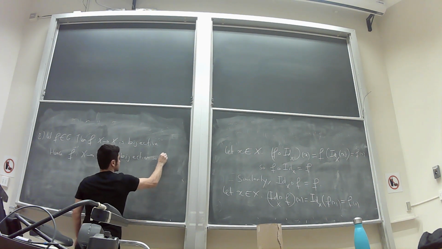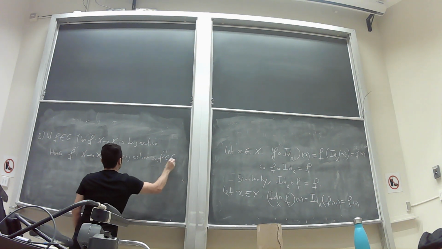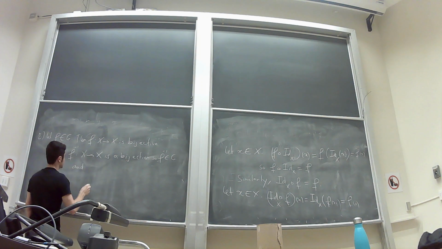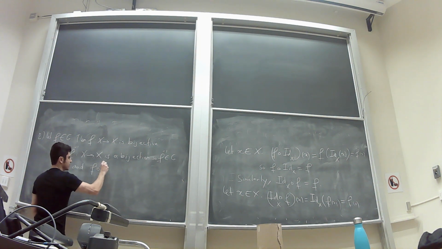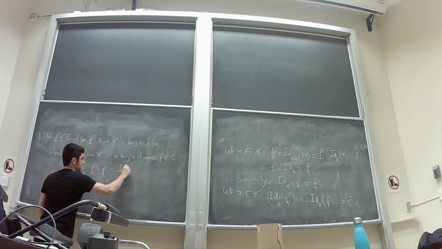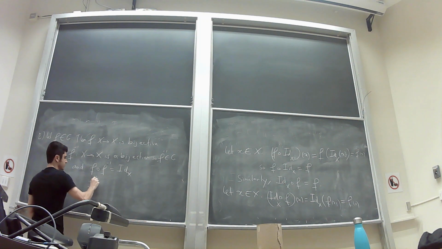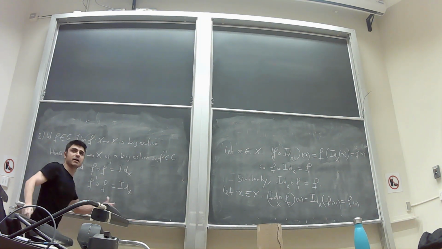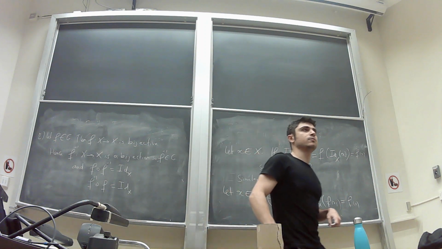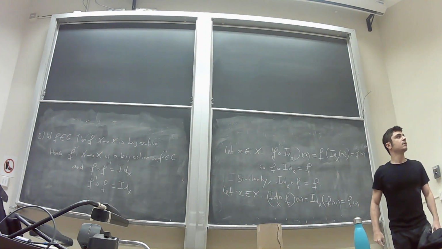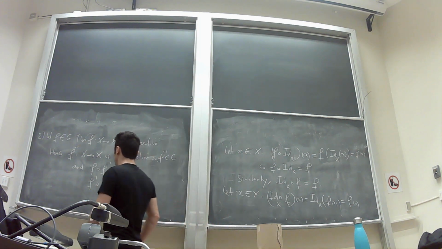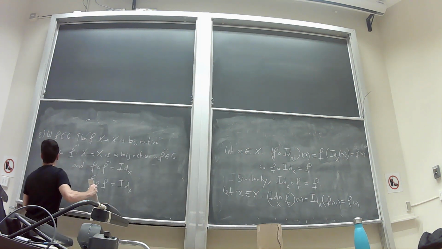So f inverse belongs to G, and f composed with f inverse is equal to the ID of X, and f inverse composed with f is also ID of X. Here we have used the things we have learned previously. We have proved f inverse is unique. We have proved f inverse is bijective.